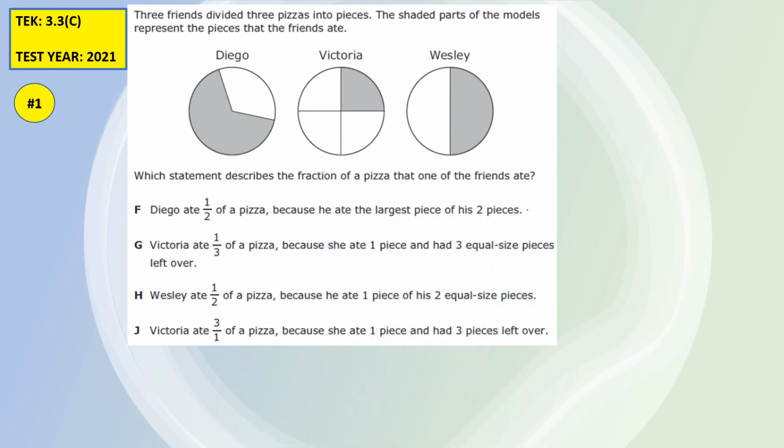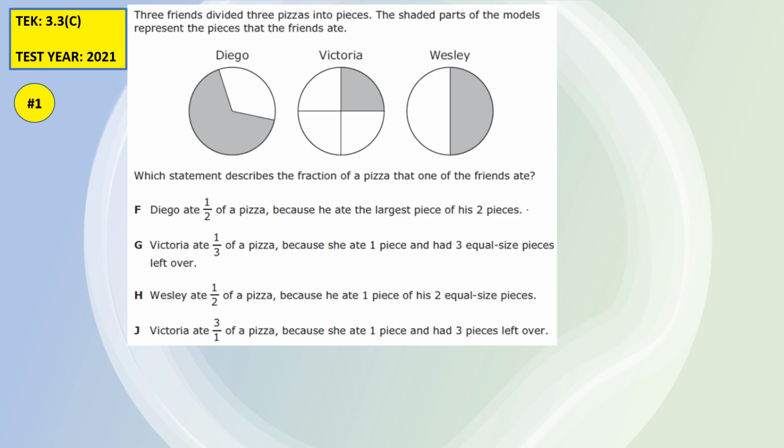Okay, now let's take a look at the question. And we're going to go through each answer choice to see what actually makes sense. Okay, so the question says, which statement best describes the fraction of a pizza that one of the friends ate? Answer choice F says Diego ate half of the pizza because he ate the largest piece of his 2 pieces.